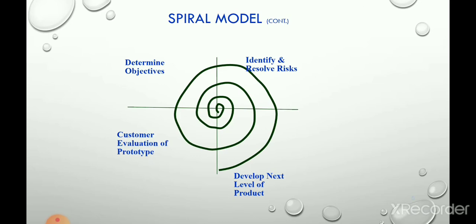Then, according to the feedback of the customer, the next loop starts. Again the developer determines the objective and does the planning. In the second quadrant, again they identify the best solution, resolve the risk, and build the prototype. In the third quadrant, the developer again develops the software and gives it to the customer. The customer then evaluates the new software. This process goes on until the customer is satisfied.